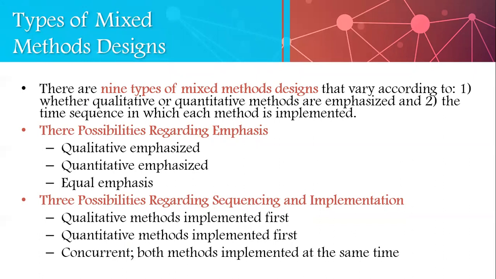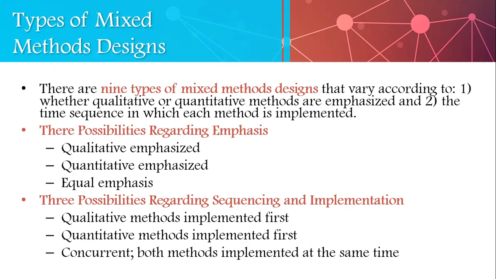So your text talks about 9 different types of mixed methods designs that vary according to whether qualitative or quantitative methods are emphasized and the time sequence in which each method is implemented. So there are tons of possibilities, right? So there are possibilities regarding emphasis, specifically where qualitative methods might be emphasized in the study, or other mixed method studies might emphasize quantitative methods, or still in other studies, there might be equal emphasis on both quantitative and qualitative methods. There's also a range of possibilities regarding sequencing and implementation.